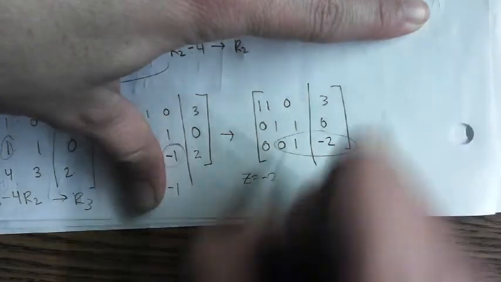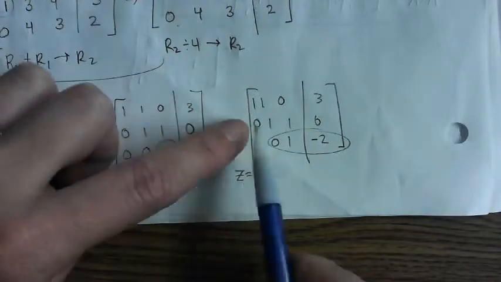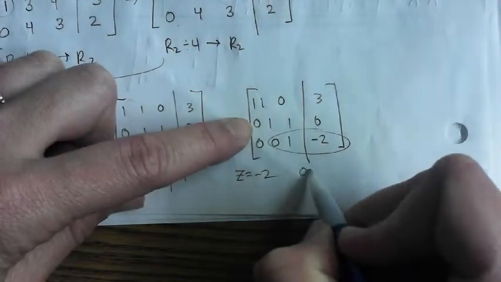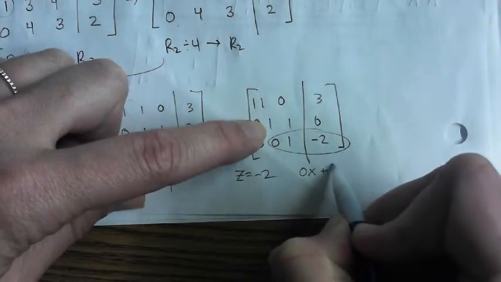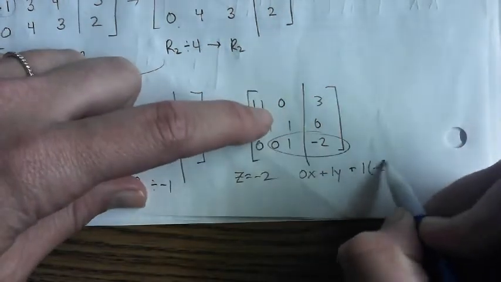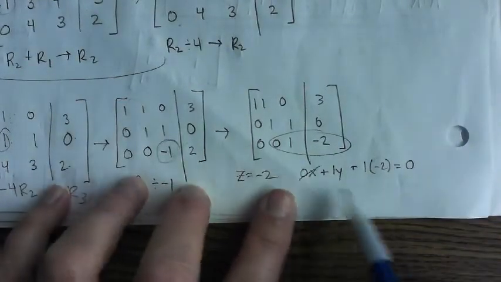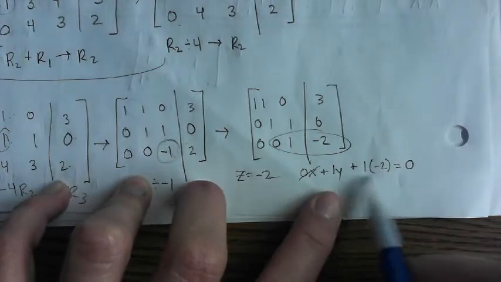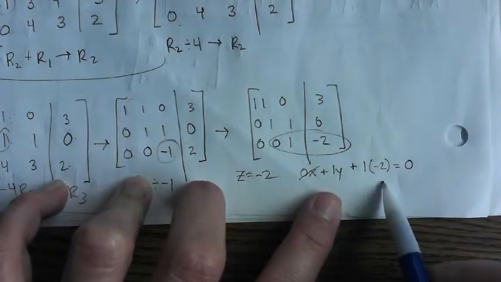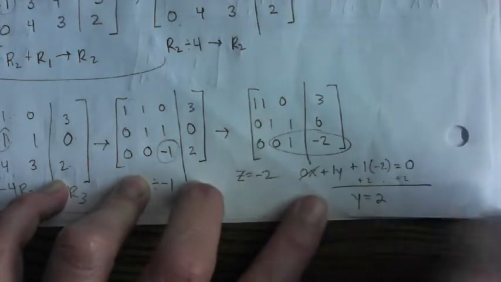Z is -2. So Z is -2. That's your last row. Then you would just domino effect backwards. We've got 0 x's, if you want to write out that you can, plus 1 y, plus 1 z, but z is -2, should equal 0. And if you solve that, that's technically just y minus 2, right? By just adding 2 to both sides, you'll get y equals 2.